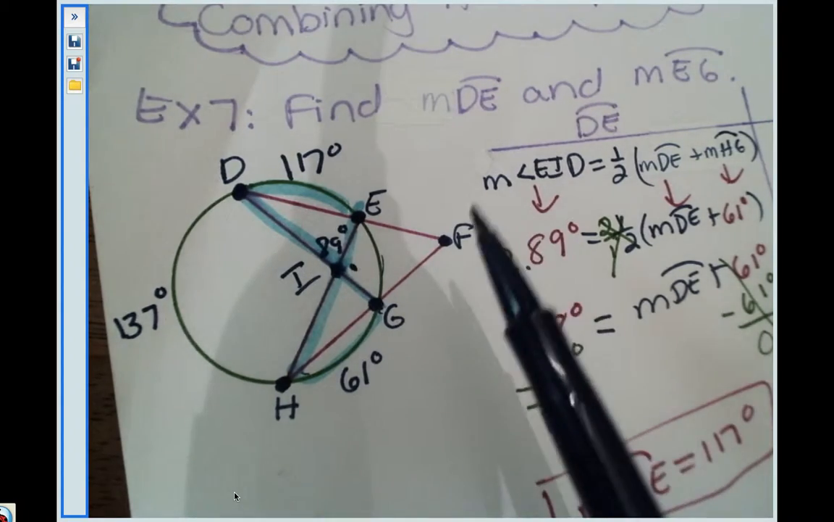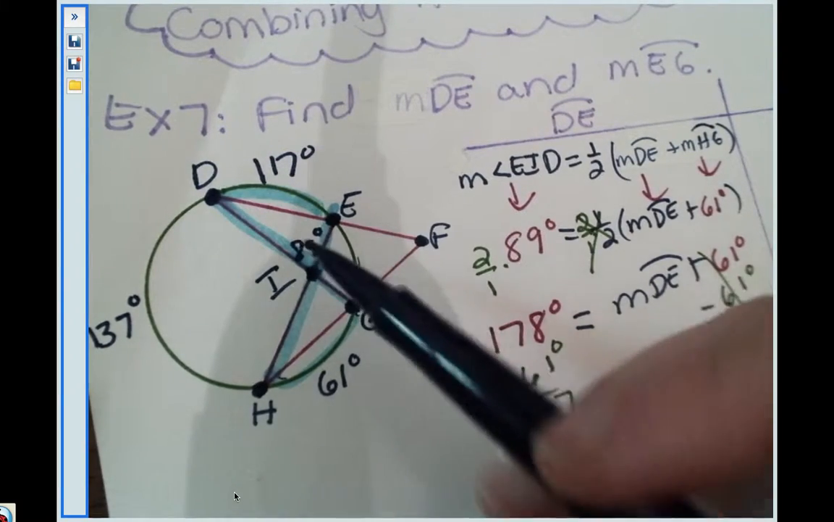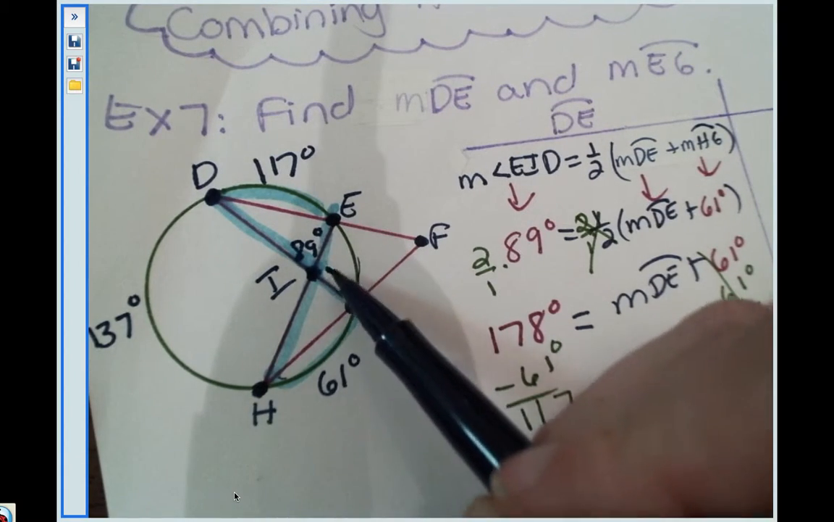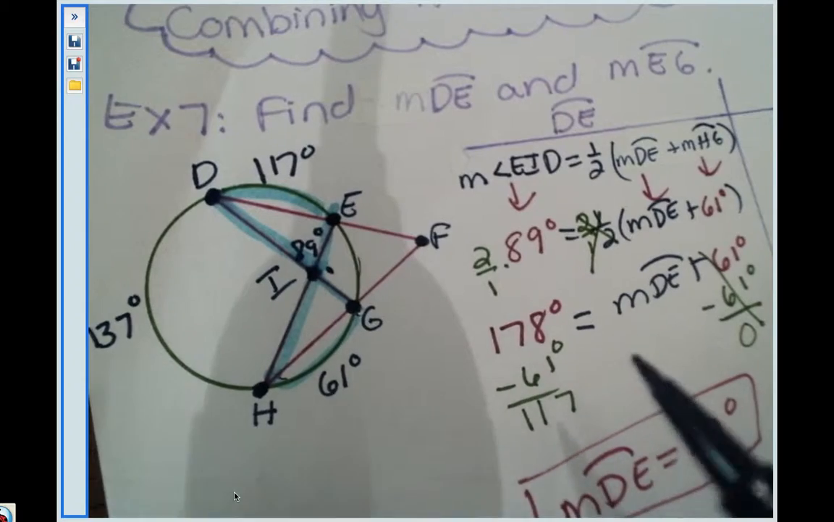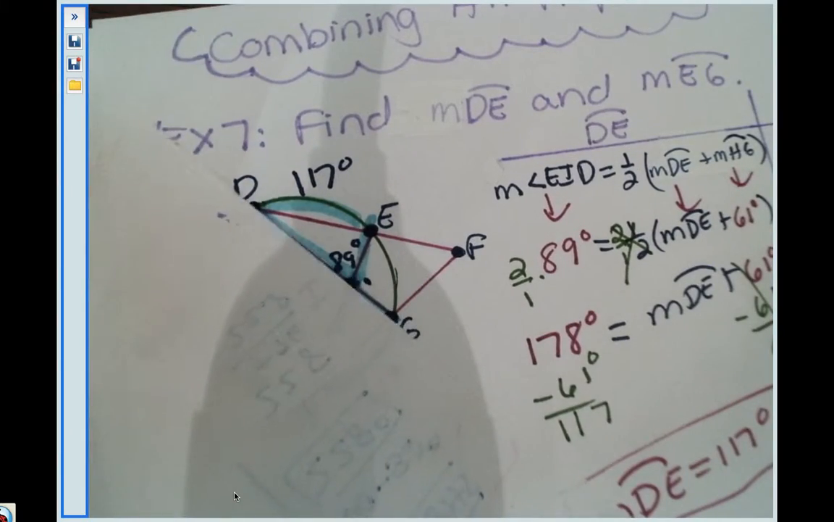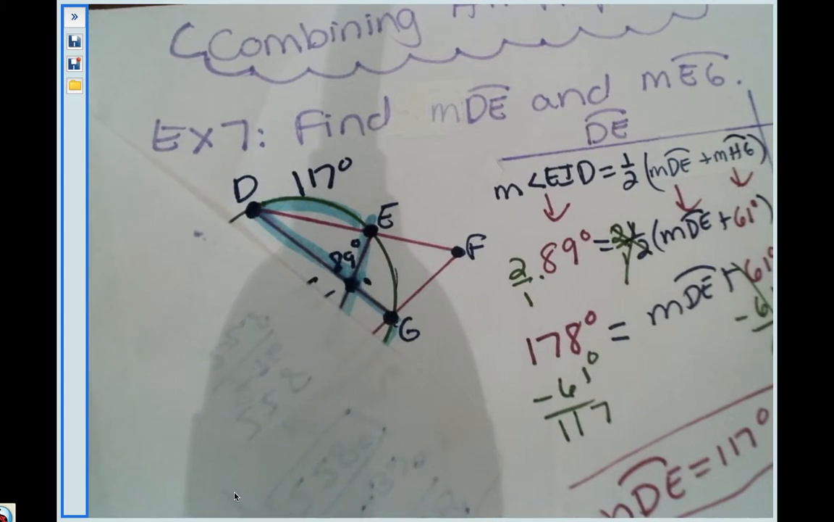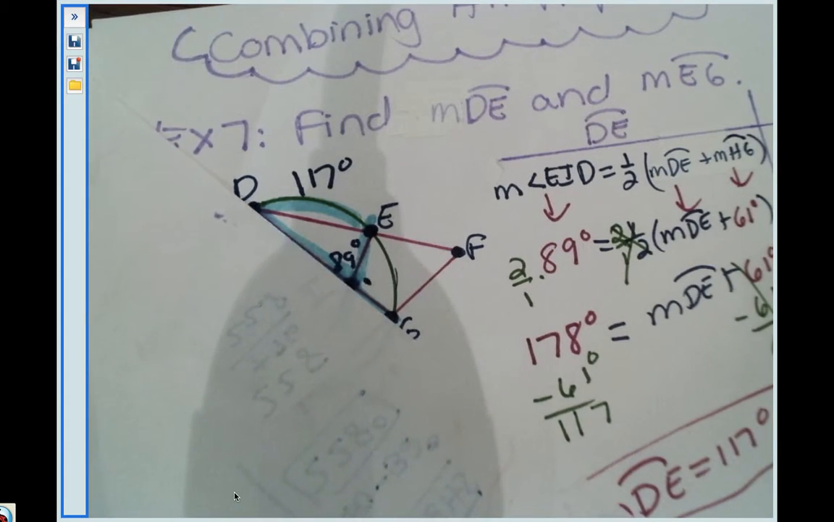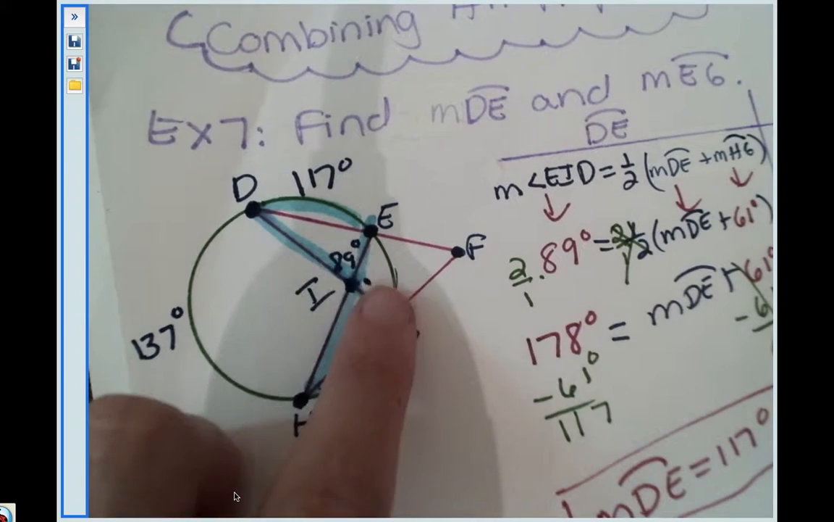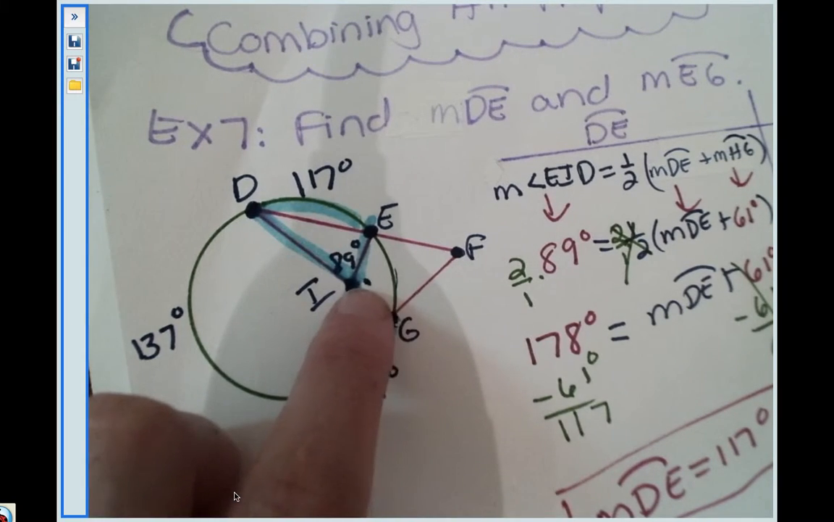So what in my picture might help me figure out what angle EIG would be? Do you guys see anything? If you look here, what do angle 89 and EIG form when you put them together? They form a line, which means what do they add up to? They add up to 180 degrees. So if I do 180 minus 89, that will give me this angle right here.